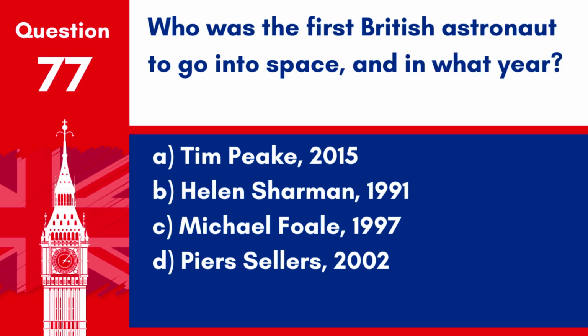Question 77. Who was the first British astronaut to go into space, and in what year? A. Tim Peake, 2015. B. Helen Sharman, 1991. C. Michael Foale, 1997. D. Piers Sellers, 2002. Answer: B. Helen Sharman, 1991. Helen Sharman was the first British astronaut to go into space, participating in a mission to the Mir space station.